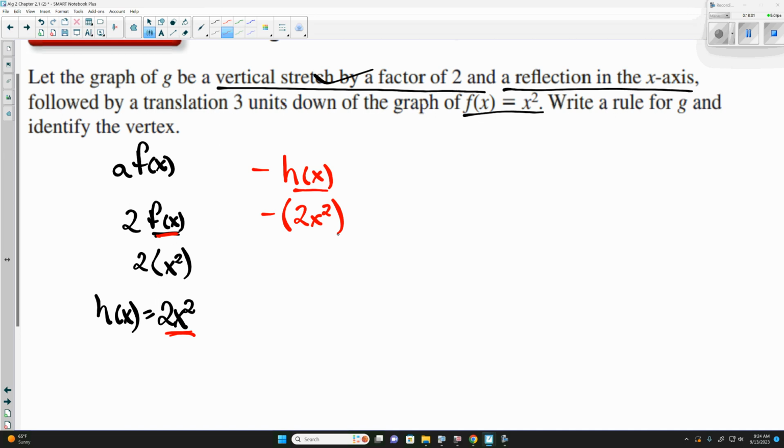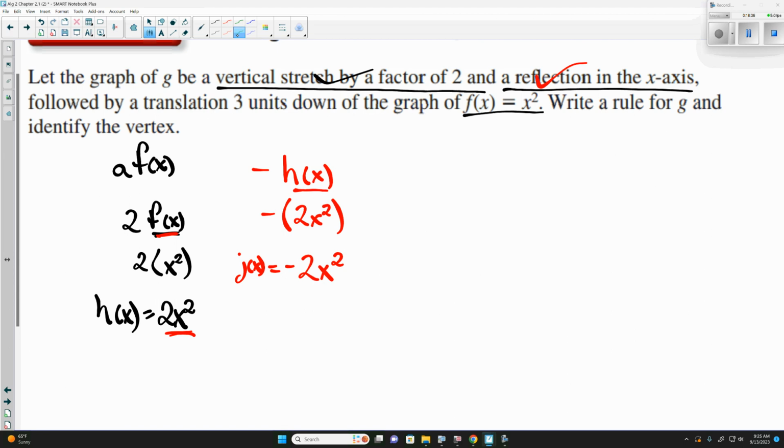Now at this point we can simplify. We can multiply the negative in 2x squared, which gives us negative 2x squared. Someone give me a name for this one. j of x. Reflection in the x-axis. Done.